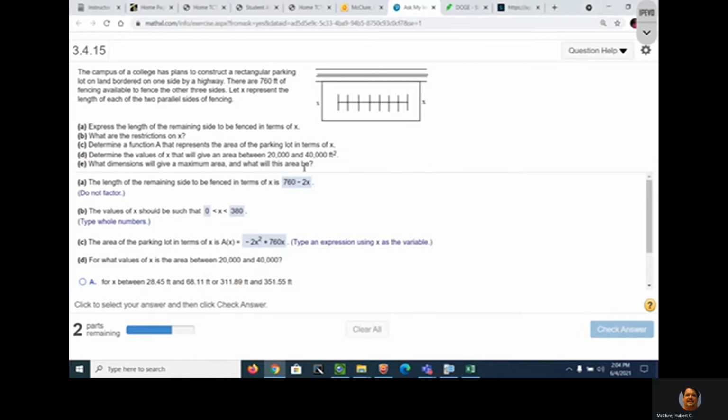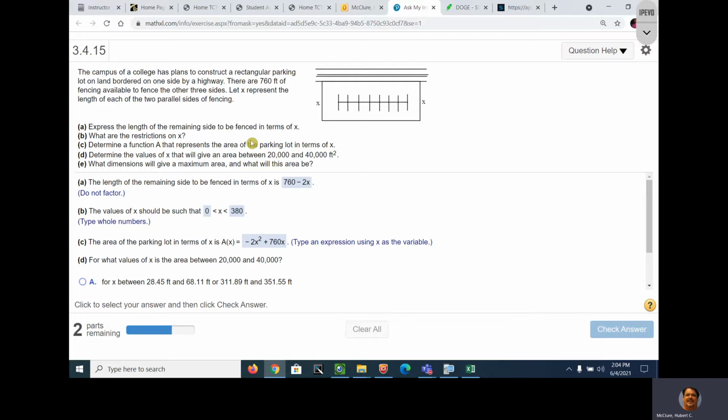C says, determine the function that represents the area. Well, that's not a big deal. And these two or three questions at the beginning are not a big deal. Okay, C equals, okay, I'm sorry. They want to know the area.